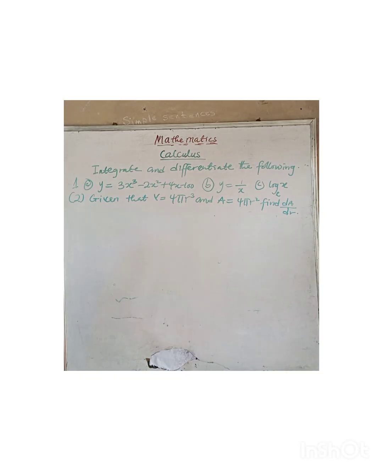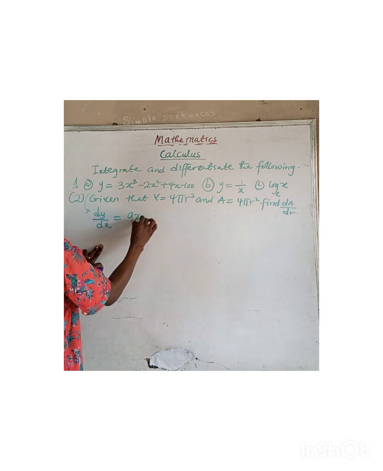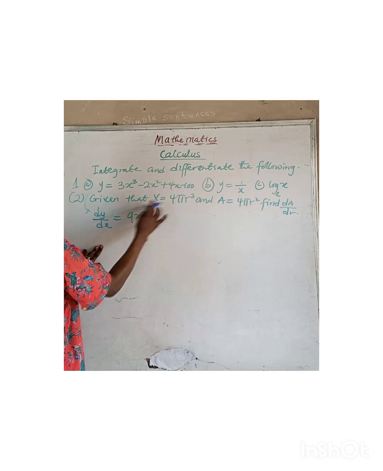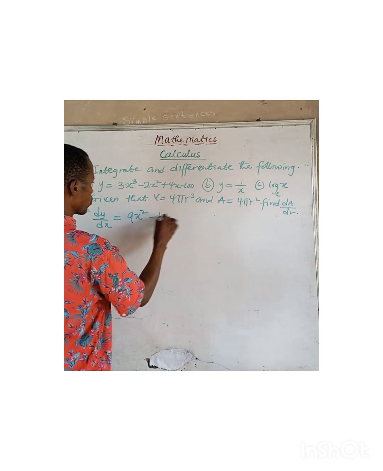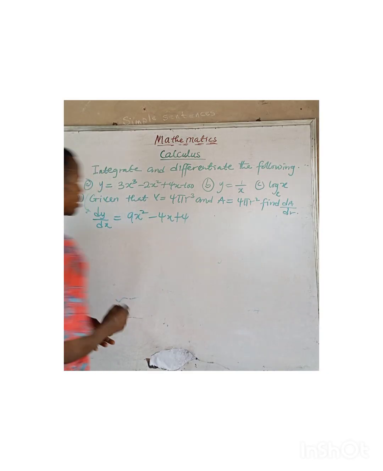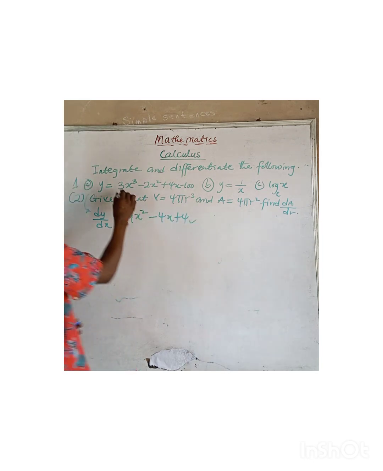So we can look at this first question. This one, dy all over dx is going to give us 9x squared minus 4x plus 4. That is the differentiation. So that's the correct answer for this one.